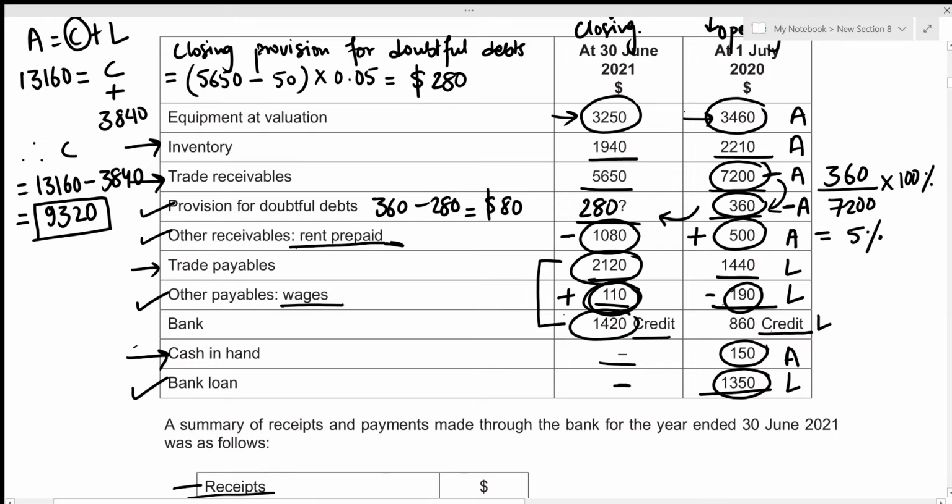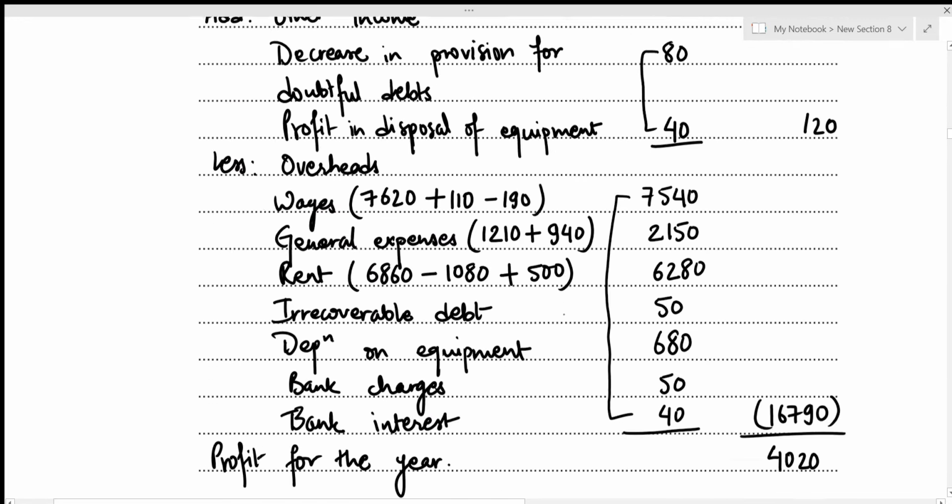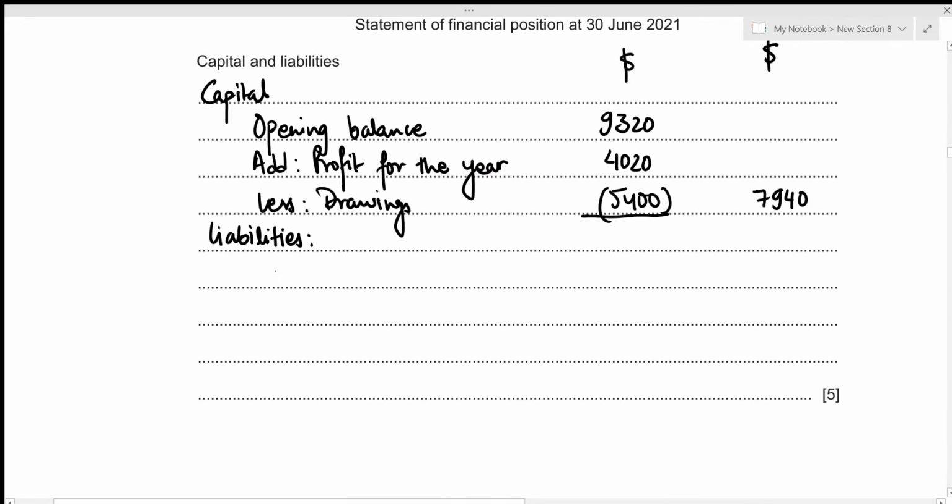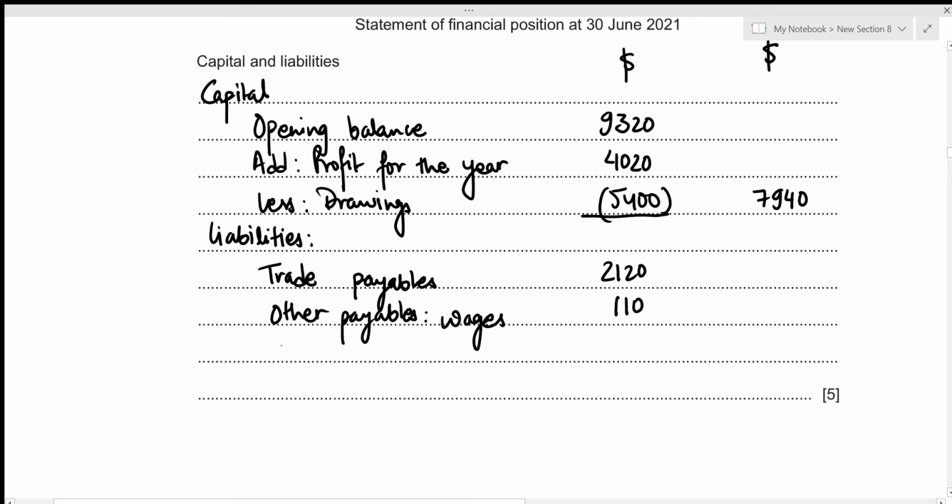Let's do that. So firstly, we had trade payables, and trade payables amounted to 2,120. Then we had other payables for the wages, and this amounted to 110. And lastly, we had bank overdraft, and this amounted to 1,420. So this concludes the liabilities section.